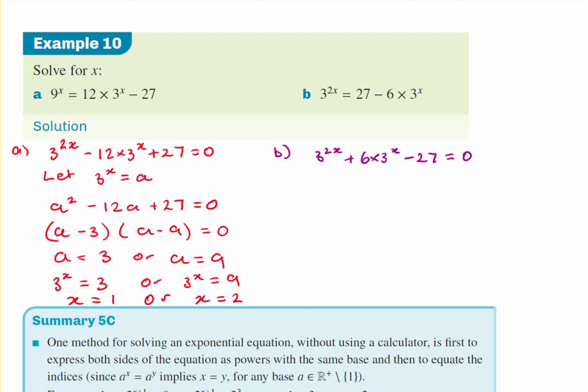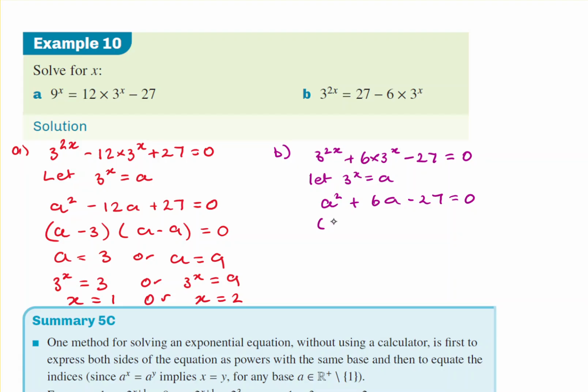Okay, so again, let 3 to the x equal a. So we'll have 3 to the 2x is 3 to the x times 3 to the x, so that's a squared, plus 6a minus 27 equals 0. So two numbers that multiply to give negative 27 and add to give 6. 9 and 3 again. So why is this different to the last one? That's the immediate question I ask when I do these, and I guess we will see.